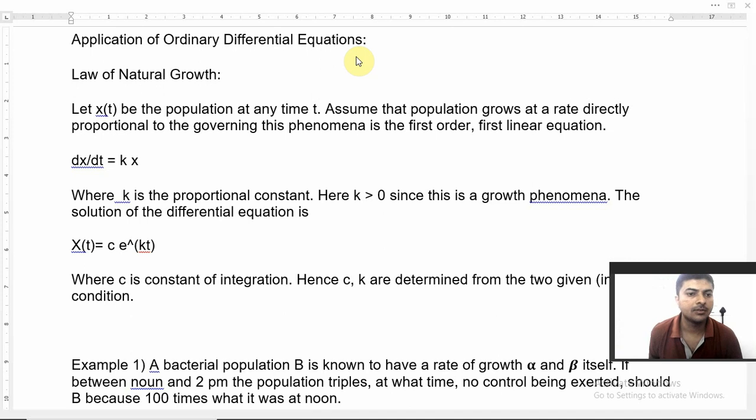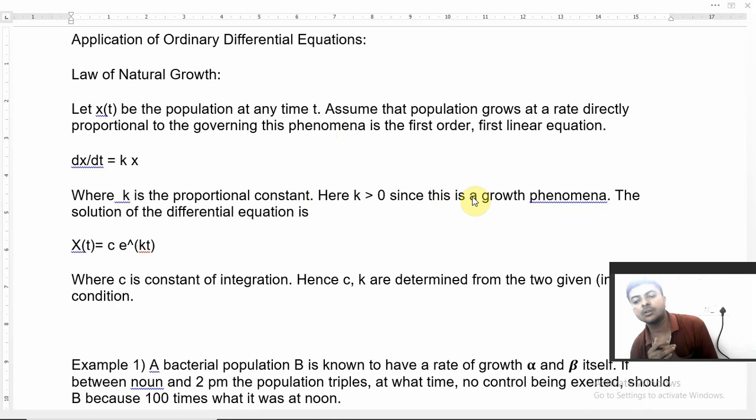Here we see the first application, that is the law of natural growth. So here we see what the definition is. Let x of t be the population at any point t. Assume that the population grows at a rate directly proportional to the population. Governing this phenomenon is a first order linear equation. So we just take the first order equation, which is linear. Here we see dx upon dt is equal to kx, where k is a proportional constant. Here k is greater than 0 since this is a growth phenomenon.